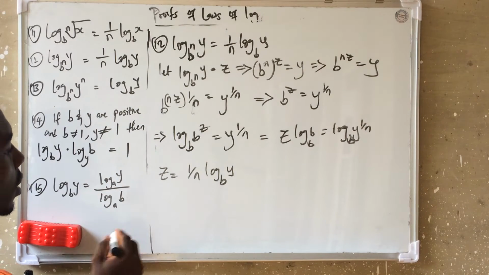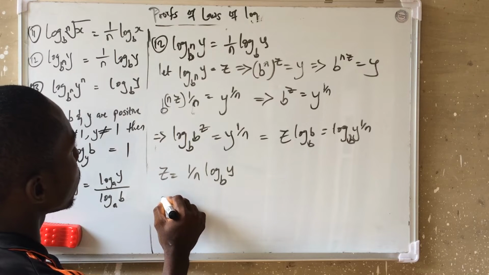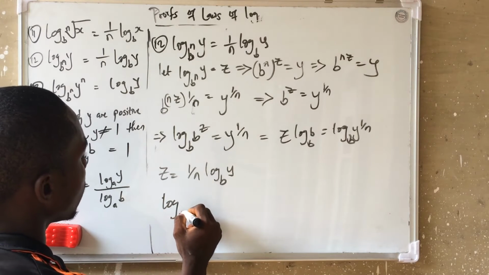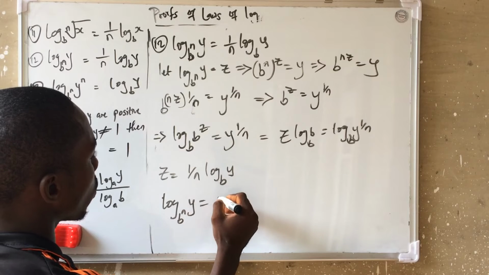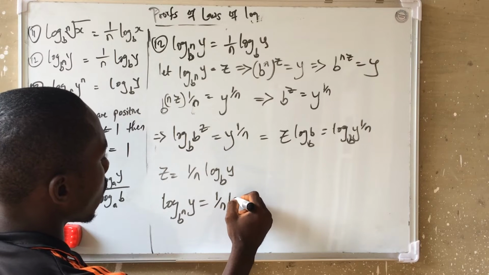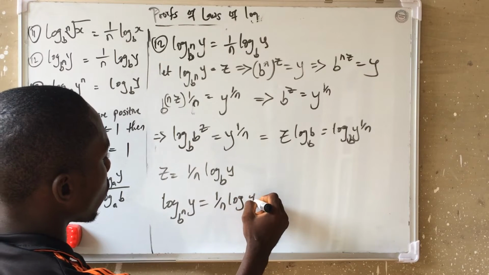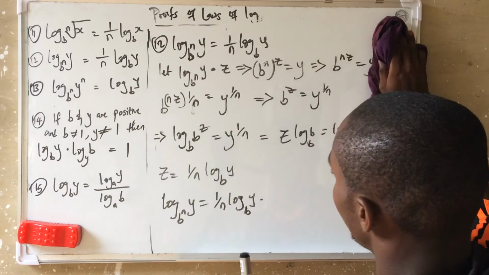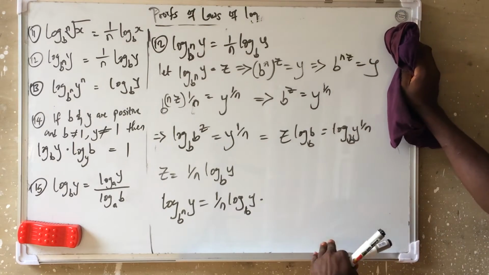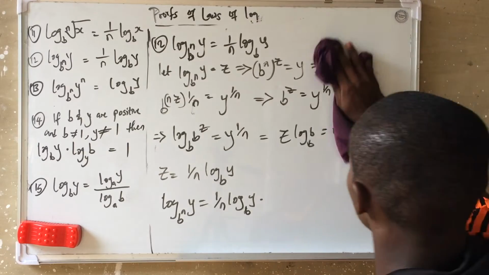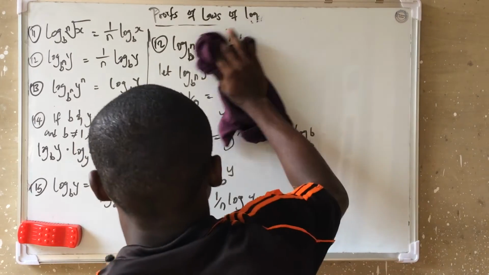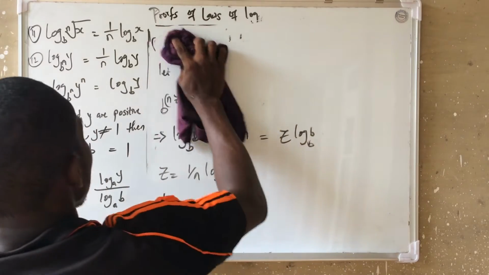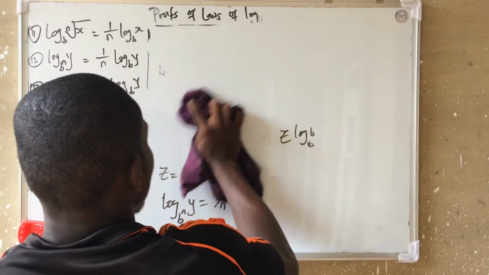So what is my z? My z is log base b of y to the n, equal to 1 over n log base b y. So now I've succeeded to show you that the left hand side is equal to the right hand side, with vivid reasoning. Is it reasoning? No. Explanation.